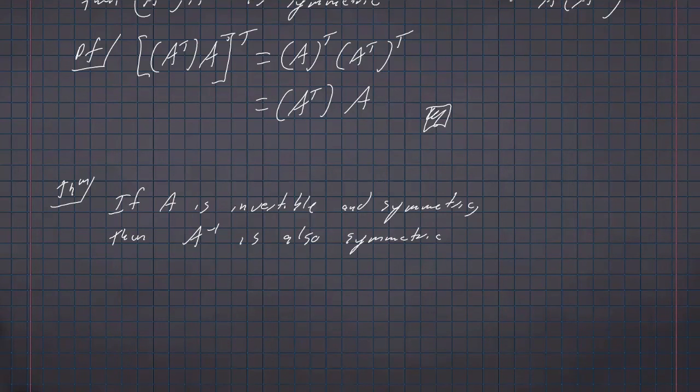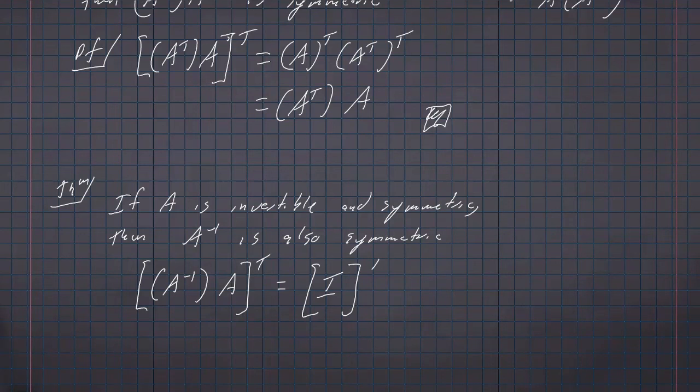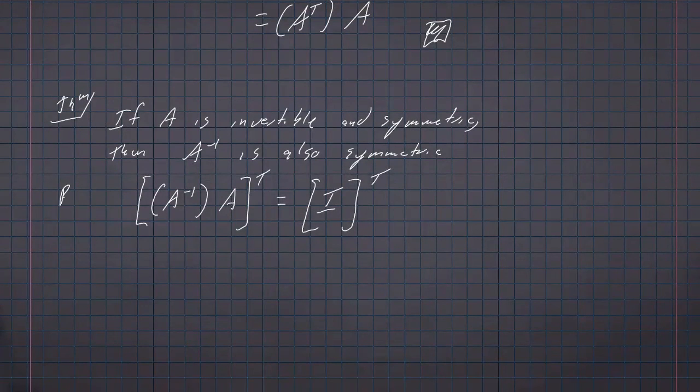If you take A inverse times A, you are going to get the identity matrix. It stands to reason that if I take the transpose of A inverse times A, I will get the transpose of the identity matrix. And I hope that you will agree with me that the transpose of the identity matrix is just the identity matrix.